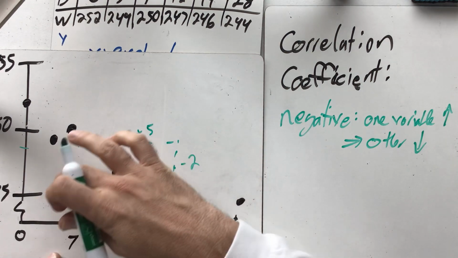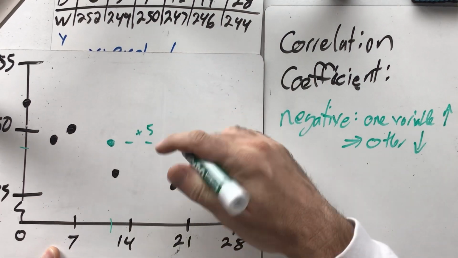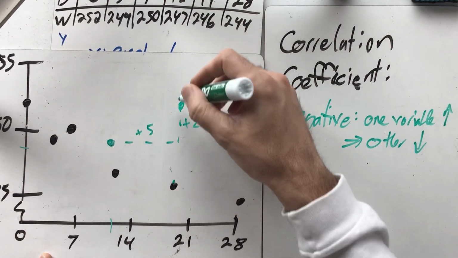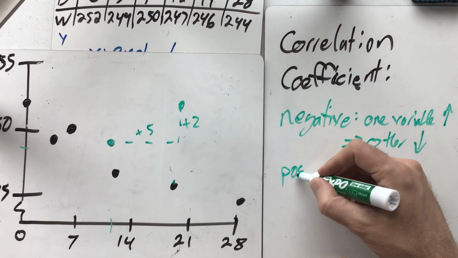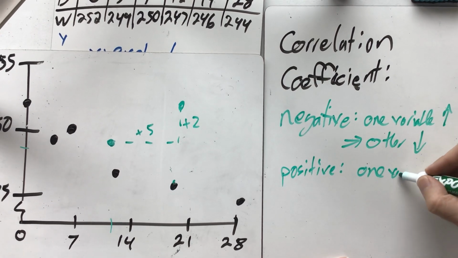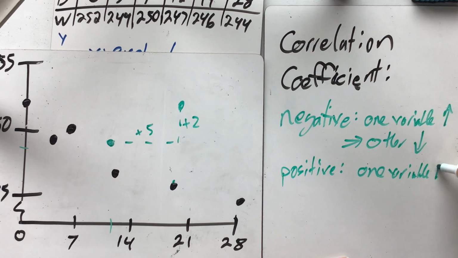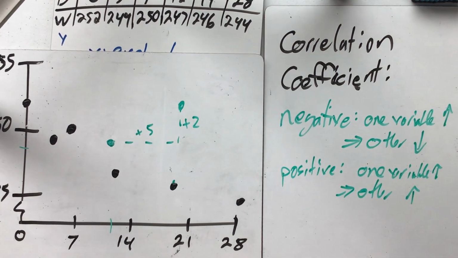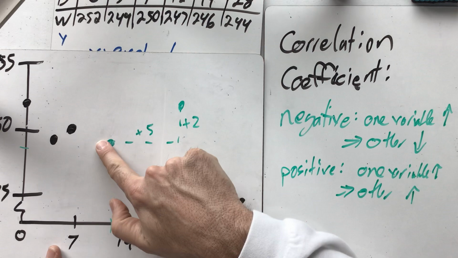Versus if we had a set of dots going in the other direction, then we would come up here and have a point like this, and we would get positive and positive. So a positive correlation coefficient means that when one variable increases, the other also increases. They either increase together or decrease together. Okay, so that's the big idea of a correlation coefficient.